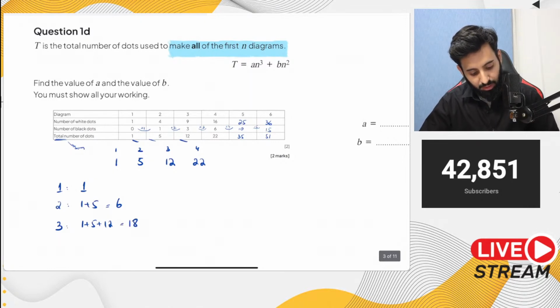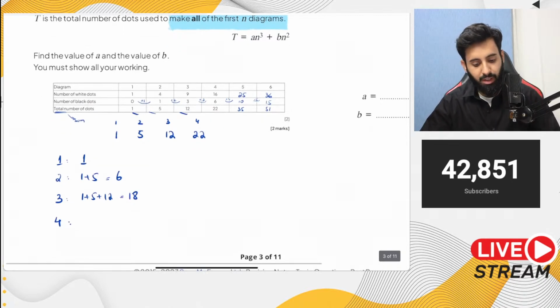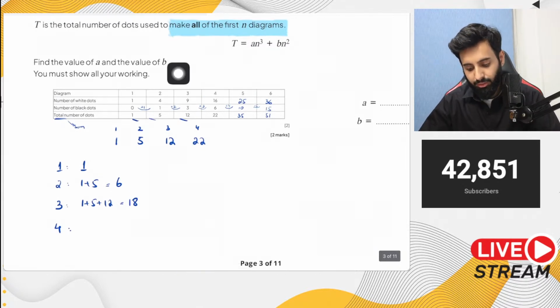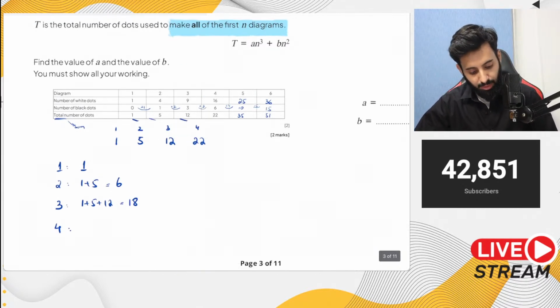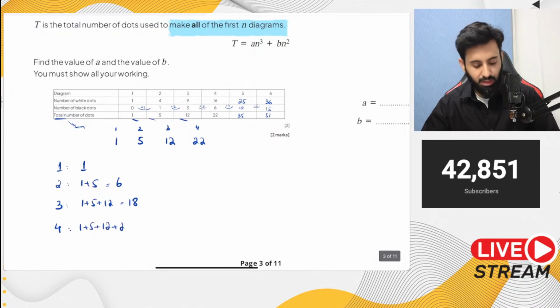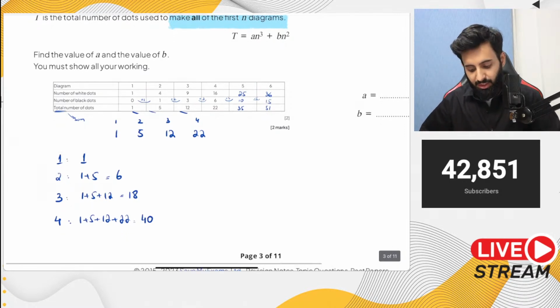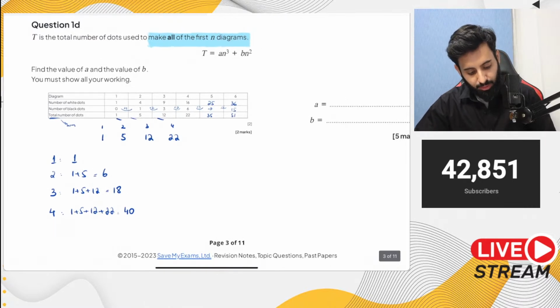And then let's talk about the total number of dots required to make all of the first 4 diagrams. So that would be 1 plus 5 plus 12 plus 22. Although this is irrelevant up until here, but just so you get the point. So this is equal to what? This is equal to 40. So basically, we have to find out the general term for this.